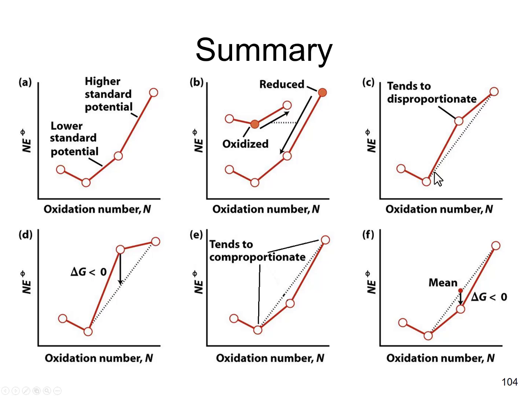If you have species above the dotted line, then this one would tend to disproportionate into these two species. And this disproportionation is a favorable process. So you have a process with a negative delta G. In this case, you have a species that lies underneath the dotted line, which means that these two species, this one and this one, would tend to comproportionate to form a species of intermediate oxidation state. And this particular process, again, as you go downhill, means that delta G is negative.